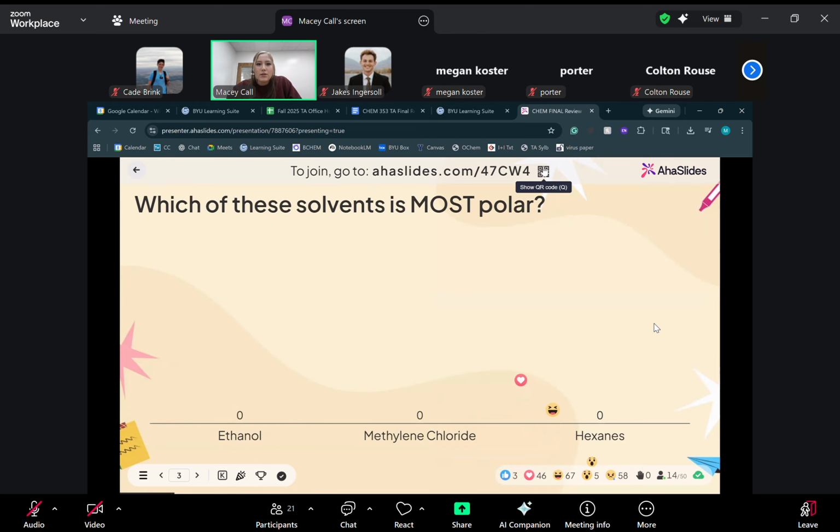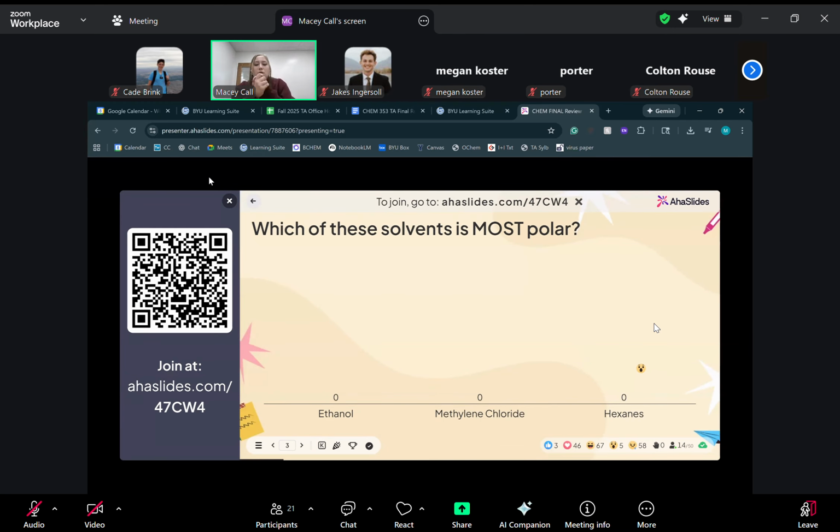Okay, so which of the following solvents is the most polar? So it's gonna show up on your phone and you're gonna go ahead and vote. Let me know what you guys think. Okay, we got a lot of votes for ethanol, a couple votes for methylene chloride. We still have a couple people. Okay, let us take a look.